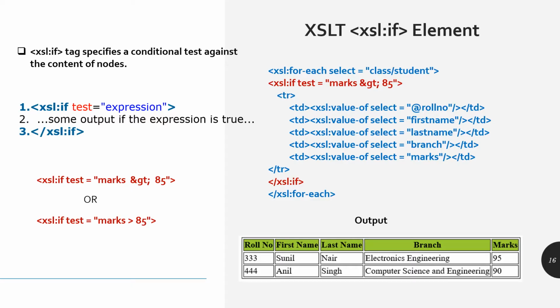There are some situations where we need to test a condition. For that we use if, for testing the condition. Let us consider a scenario. We need to test the marks, that is the condition. We need to display records based on the marks. We only need to display those who have marks greater than 85.